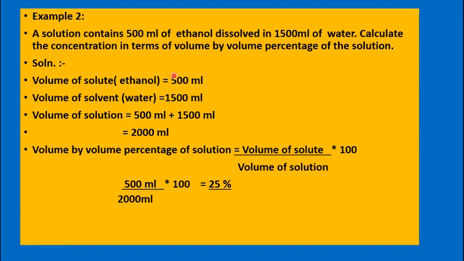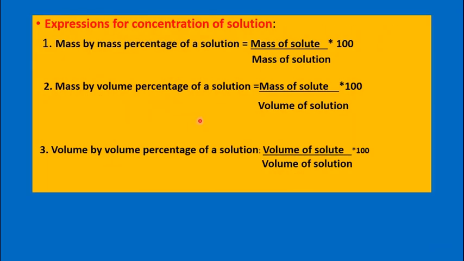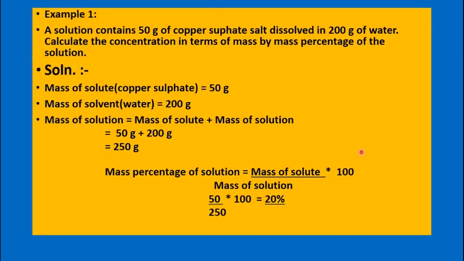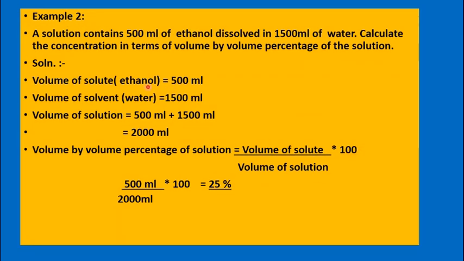Now, which formula are you going to use for this? The third one. Volume by volume percentage of solution is calculated by the volume of the solute divided by the volume of the solution and then multiplied by 100. So here, what is the volume of the solute? That is ethanol, given as 500 ml.